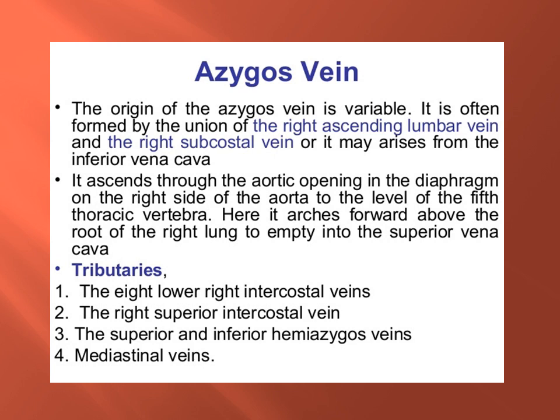The origin of the azygous vein is variable. It is often formed by the union of the right ascending lumbar vein and the right subcostal vein, or it may arise directly from the inferior vena cava. It descends through the aortic opening in the diaphragm on the right side of the aorta to the level of the 5th thoracic vertebra, that is T5. Here it arches forward above the root of the right lung to empty into the superior vena cava. Its tributaries are the 8 lower right intercostal veins, right superior intercostal vein, superior and inferior hemizygous veins and the mediastinal veins.